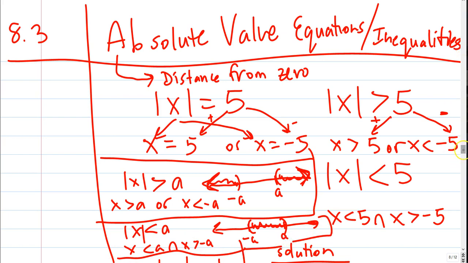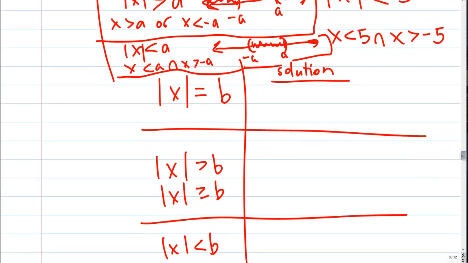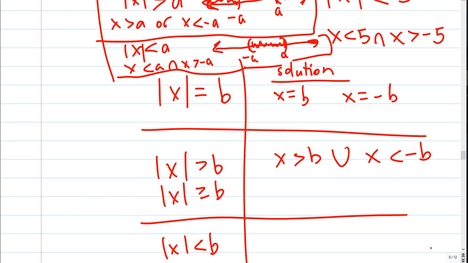I think I have that formalized a little lower. Let me see. So if I have the absolute value of x equals b, our solution will be x equals b or x equals negative b. If I have the absolute value of x greater than b, x is greater than b or x is less than negative b, greater than a positive, less than a negative, that's an or. Greater than or equal to is the same thing. We just now have the equal to. But that still tends to be an or.